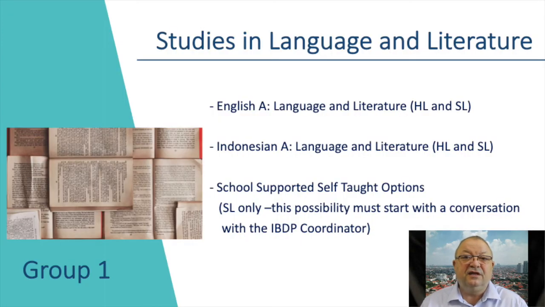Group 1, Language and Literature. English A and Indonesian A are both available in Group 1. For the school-supported self-taught option, a language tutor must be organised by parents. Those tutors will need to be willing to use IBDP criteria to assess the students' work ongoing and have an open communication channel with the school. A school supervisor will be appointed, but parents and students need to know that this option requires that a student is familiar with 2 course guides, a lot of self-management and independence. It's no small undertaking.